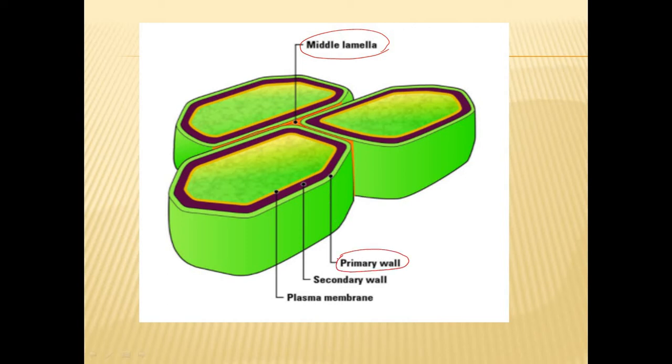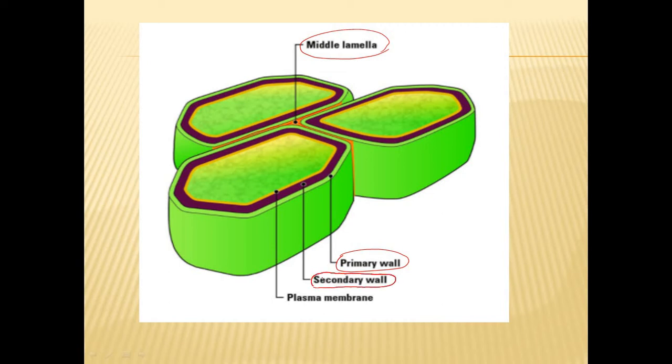Primary cell wall is the first formed layer in the plant cell. When the cell is young, the primary cell wall is present. As the cell grows mature, the primary cell wall diminishes or decreases in size and forms the secondary cell wall, which is present below the primary cell wall. That is the secondary cell wall.